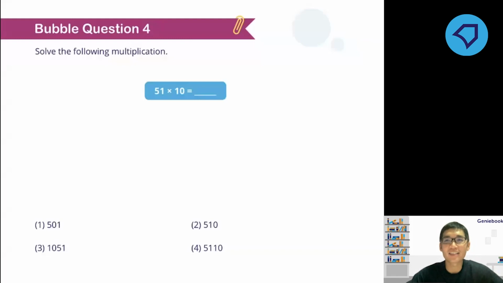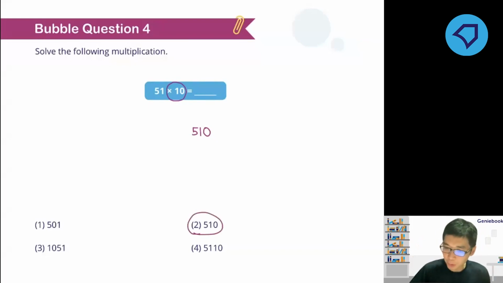Okay, last 3, 2, and 1. Time's up. Okay, so same thing. We are multiplying a whole number by 10. So what we need to do, just put a 0 at the back of the number. So 51 followed by a 0 at the back. So the answer is 510.